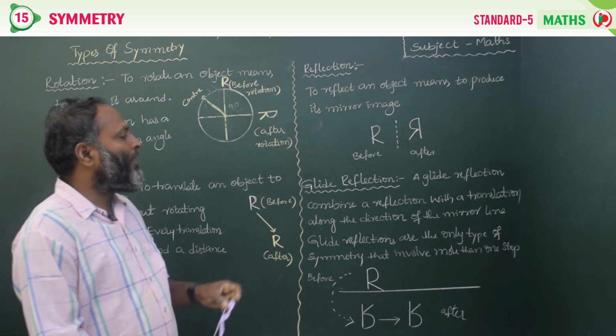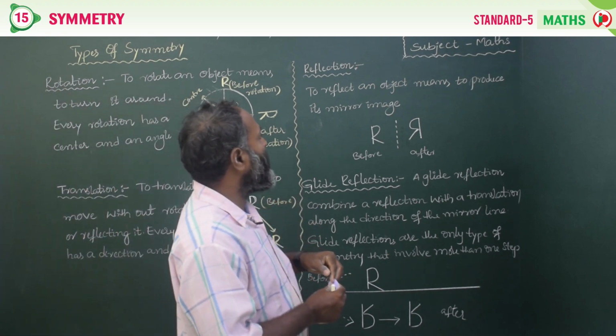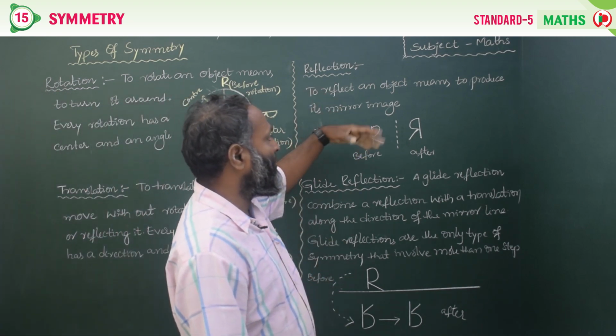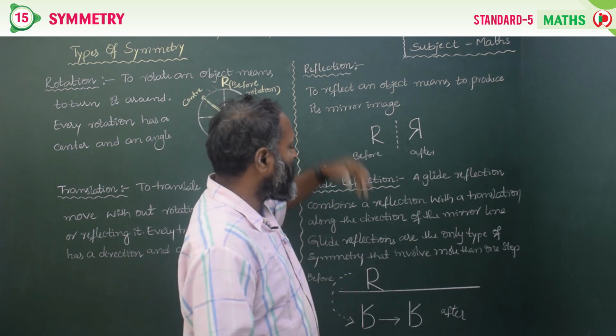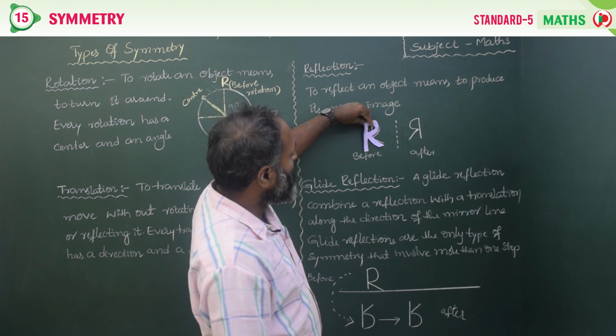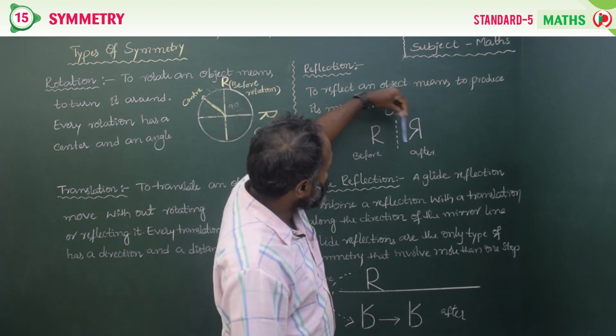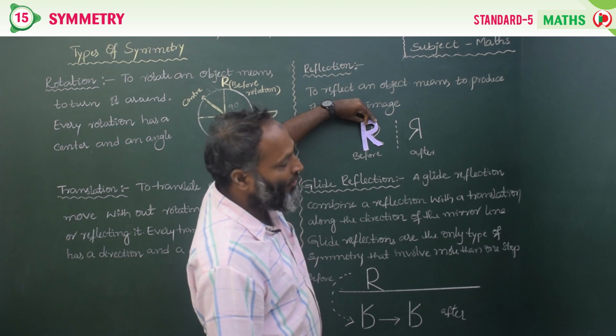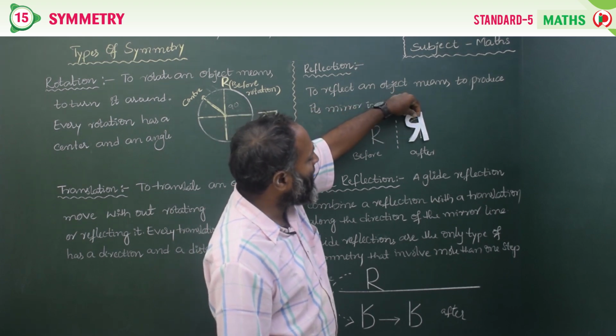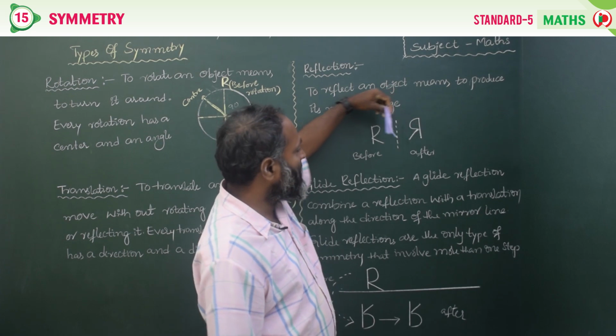Then reflecting. What is reflecting? Reflecting an object means to produce a mirror image. If you see an R in a mirror, it looks like this. It is a mirror image. If your R is like this before, when you see it in the mirror, the R looks like this. This is the mirror image.